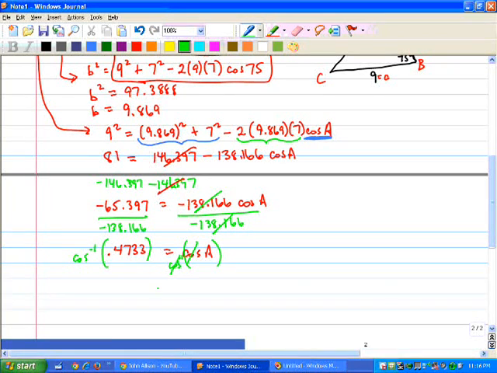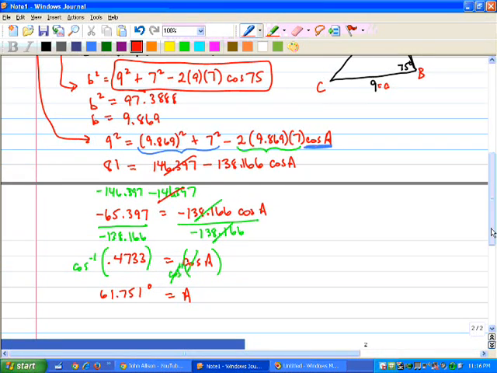Recall the cosine and the cosine inverse cancel each other out. So that leaves me with A equals cosine inverse, do second cosine in your calculator, 0.4733. This gives me 61.751. That's angle A. Go back to our triangle.